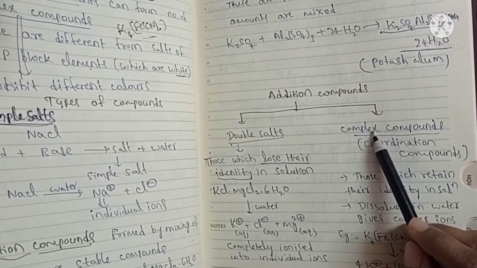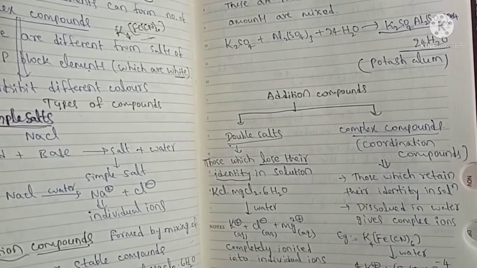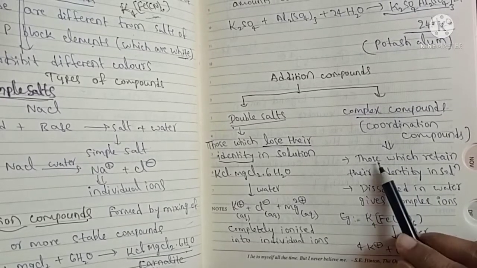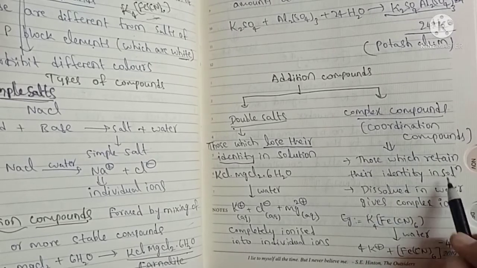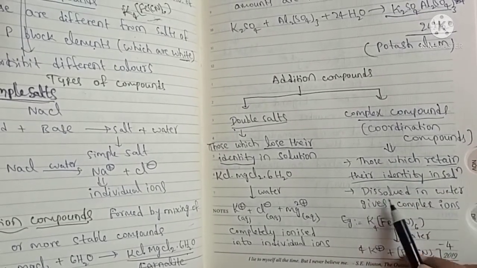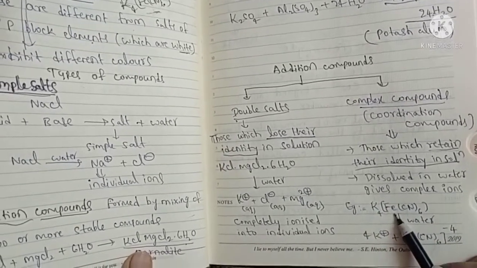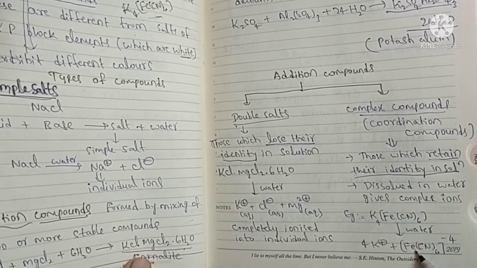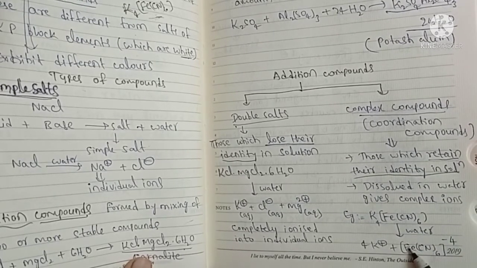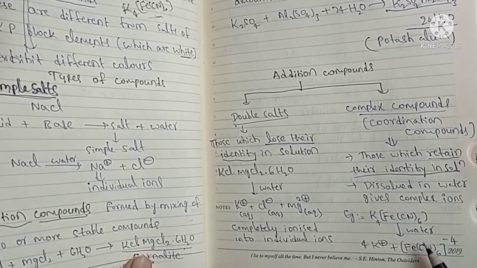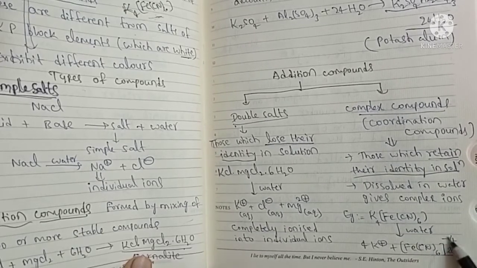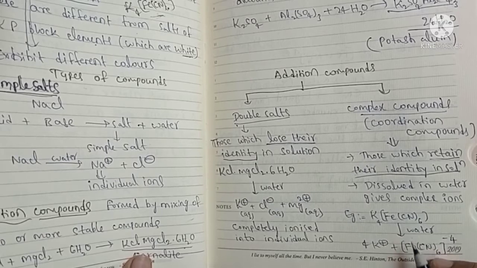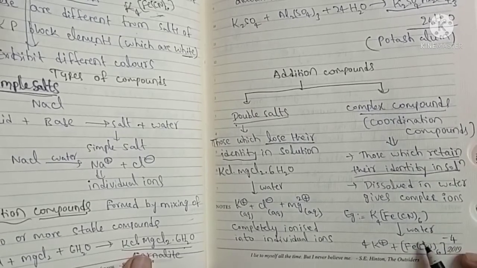And complex compounds, what is the difference from double salts? Complex compounds are also addition compounds, prepared by adding different stable compounds, but they retain their identity in solution. For example, K4[Fe(CN)6] is a complex compound. When it is dissolved in water, it forms K+ and [Fe(CN)6]4-. It doesn't form individual Fe2+ and CN- ions. It forms a complex ion. That type of compound is called a complex compound. They don't lose their identity when dissolved in water.